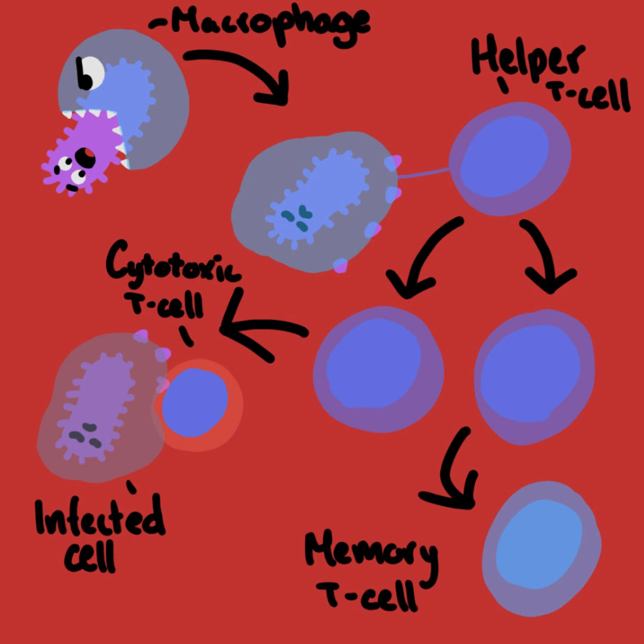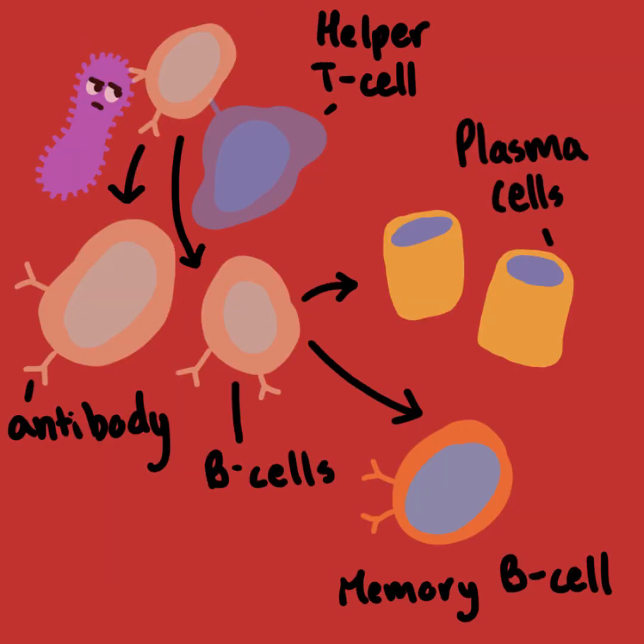Cytotoxin will bind to the infected cell and destroy it, but this only works for cell-mediated immunity. During humoral immunity, an antigen binds to the antibodies and they will divide and grow rapidly. Once the B cells are activated, they produce plasma memory B cells.